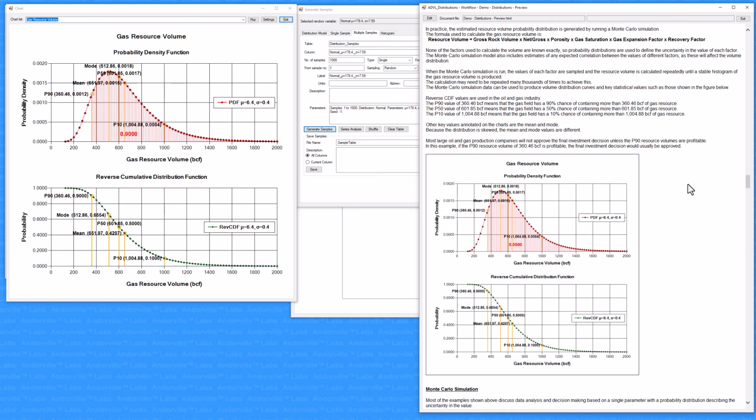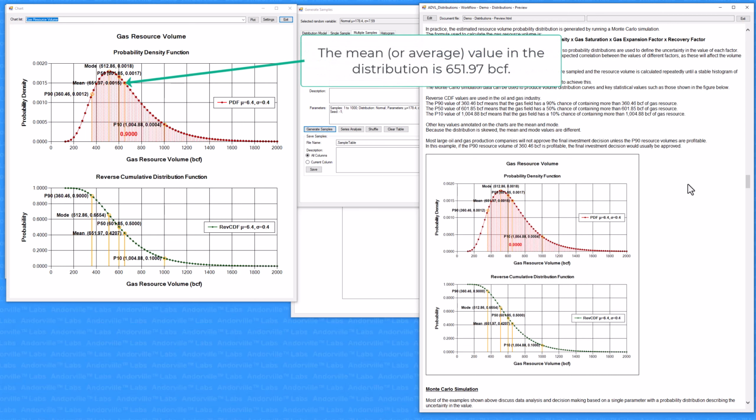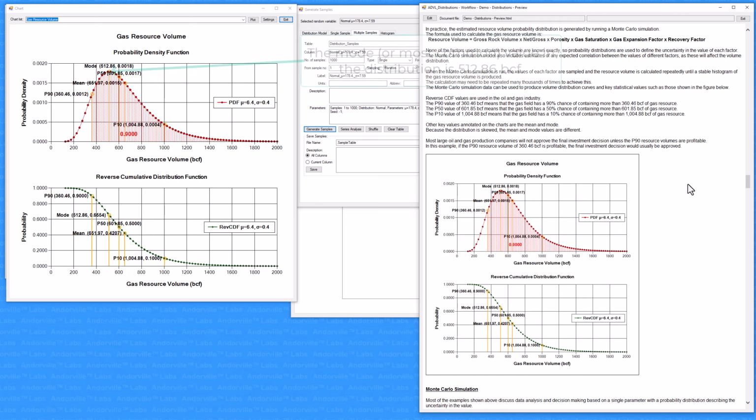The P10 value of 1004.88 BCF means that the gas field has a 10% chance of containing more than 1004.88 BCF of gas resource. Other key values annotated on the charts are the mean and the mode. Because the distribution is skewed, the mean and the mode values are different.